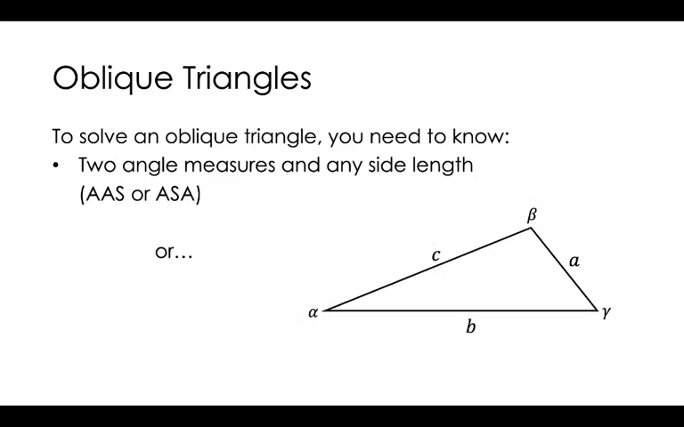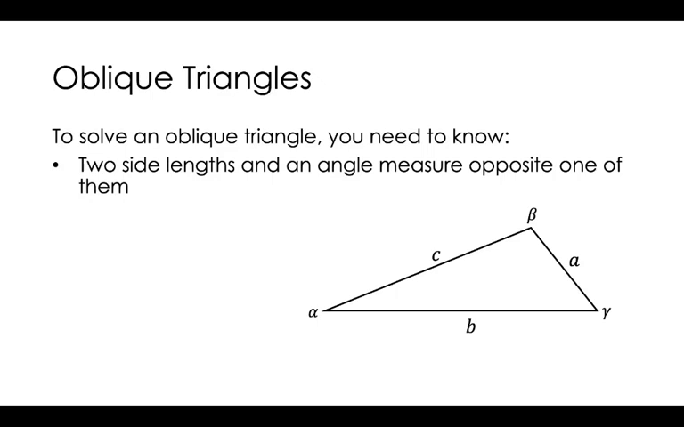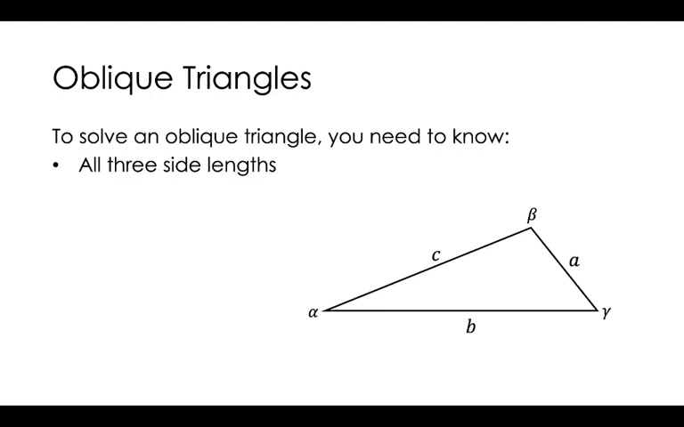You could also be in the situation where you know two side lengths and an angle opposite one of them. This is going to be the side, side, angle case. This is where you know two side lengths, maybe these two, and then an angle opposite one of them. So if I know A and C, then I would know alpha, or maybe I might know gamma. That's different from side, angle, side, where if I know A and C, I know beta. That's a different case.